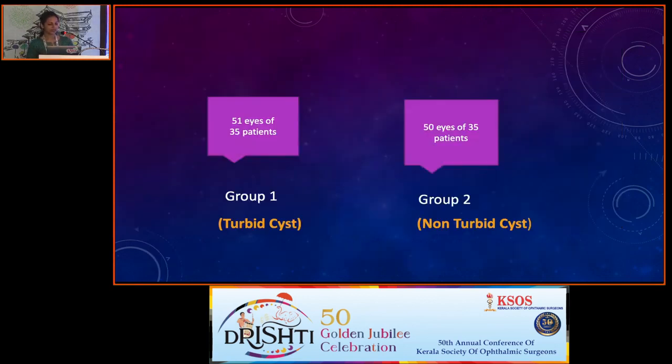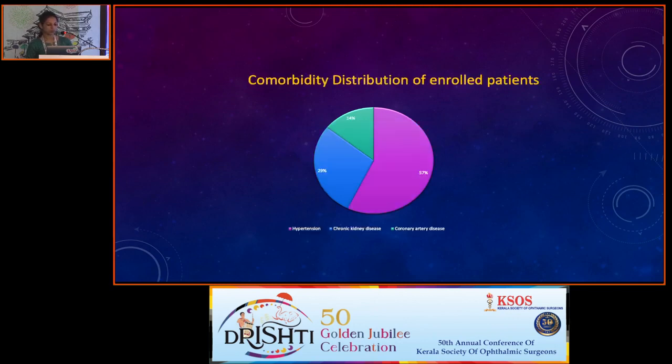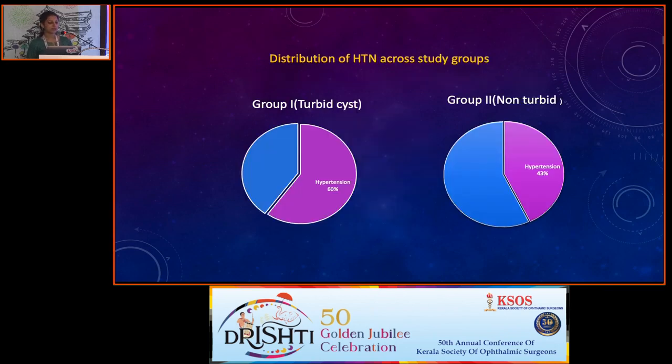Going to results, 51 eyes of 35 patients were included in group 1, the turbid cyst group, and 50 eyes of 35 patients were included in group 2, that is the non-turbid group. Overall, for the grades of diabetic retinopathy, moderate non-proliferative diabetic retinopathy is the most common one. In the comorbidity distribution of the enrolled patients, the most common comorbidity we found is hypertension. And distribution of hypertension across the study groups: hypertension in the first group was 60% and in the non-turbid group it was 43%.